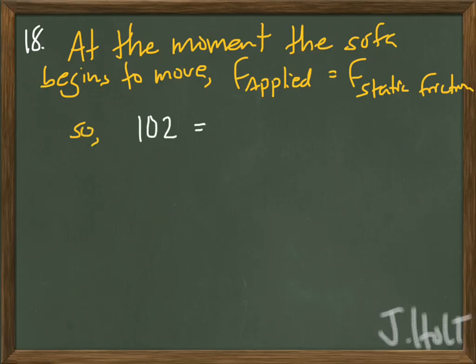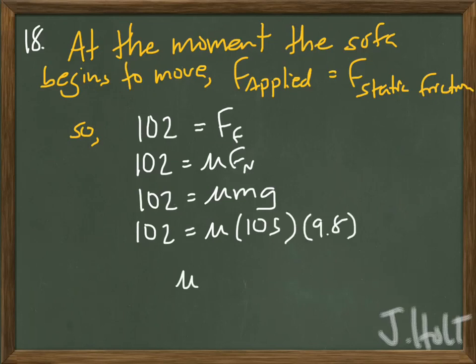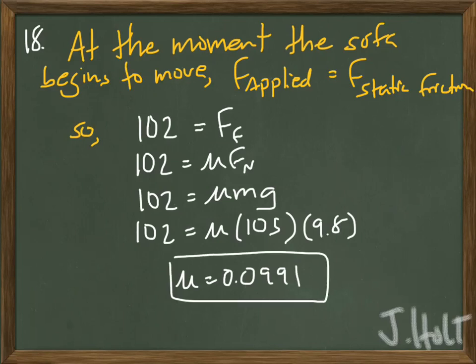So now we can set this up mathematically. The force applied, 102, needs to equal the force of friction. We know that the force of friction is equal to mu times the normal force. The normal force is also the force of gravity, or mass times 9.8. So knowing the mass and knowing 9.8, we can solve for mu. I want you to take a look at how I set that up. We know that the normal force is equal to mg, where g is 9.8.